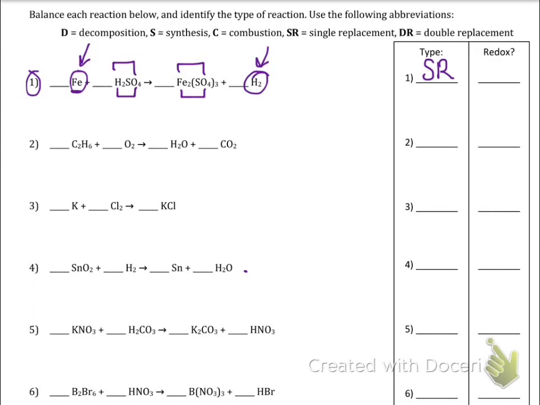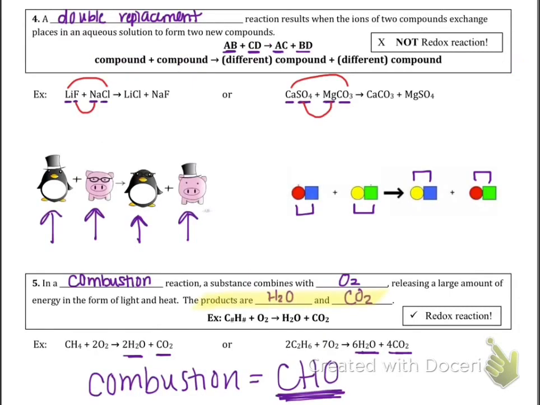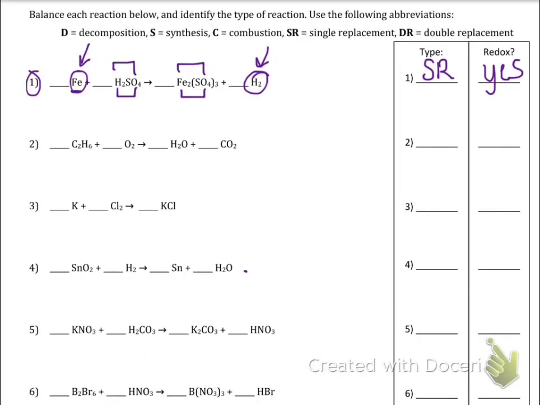Is it redox? Yes. Every single type is redox except double replacement. Okay? Even combustions have a transfer of electrons, but not double replacement. So here's number 2. Number 2, here's water, here's carbon dioxide. This is a CHO equation. This must mean that this is combustion. Combustions are also redox because it has a transfer of electrons.